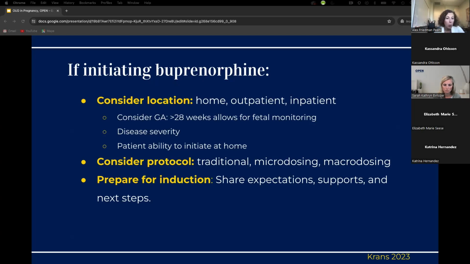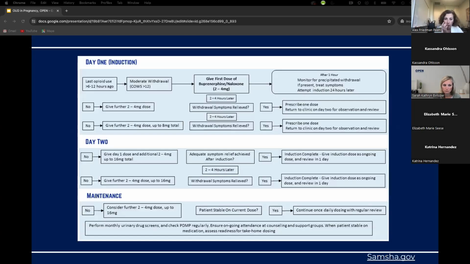There are a variety of protocols that are used, the traditional protocol, but increasingly microdosing and even macrodosing, and helping patients get ready for induction, including sharing expectations, supports, and next steps. This is just an example of a traditional protocol from SAMHSA, which can be used to help patients initiate buprenorphine and is used by many obstetric care providers. And we're fortunate to have a nurse who's able to call patients throughout those first few days and really help them with titrating this process.